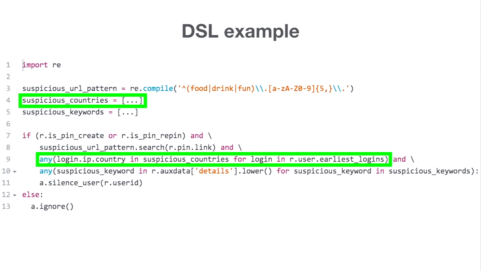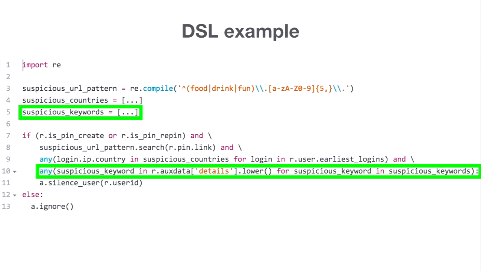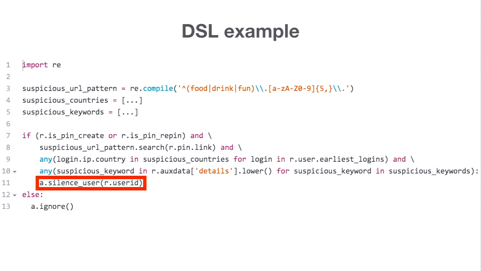So now we might ask, okay, in the earliest logins of this user, were any of them from a suspicious country? If they were, then let's look at the details of the pin. Let's say the description. Does it have any suspicious keywords in it? If all of those things are true, then we'll take some action. Silence the user, deactivate the user, various things we might do. Otherwise, we will ignore.